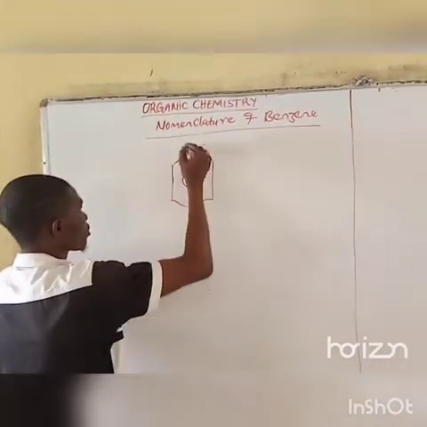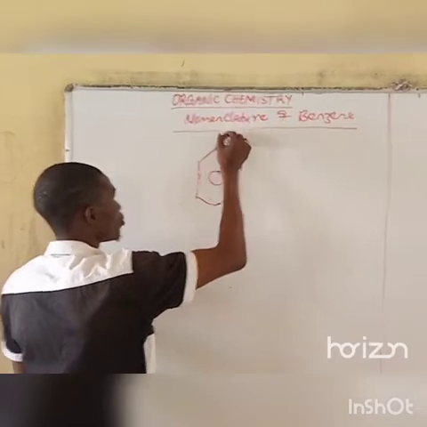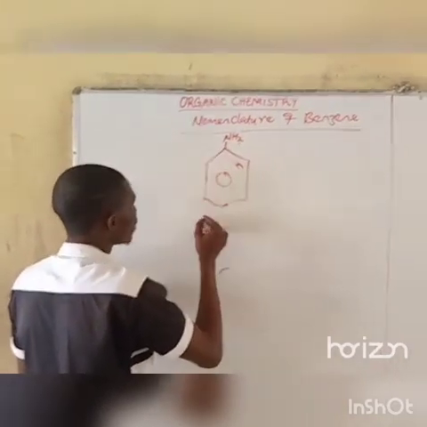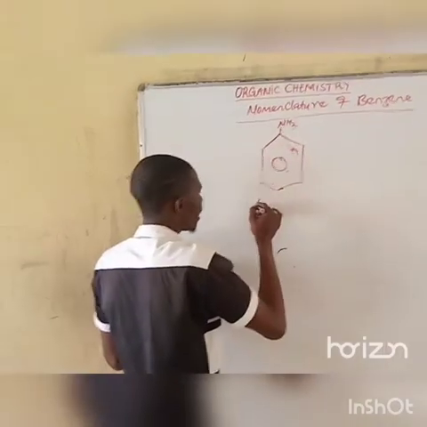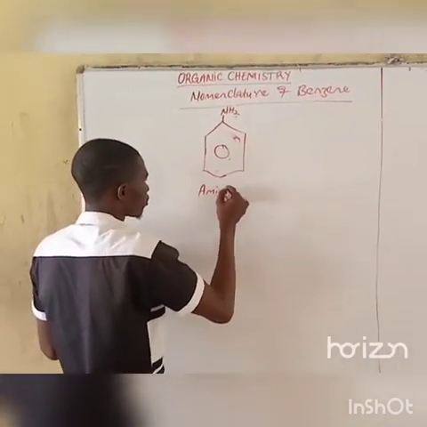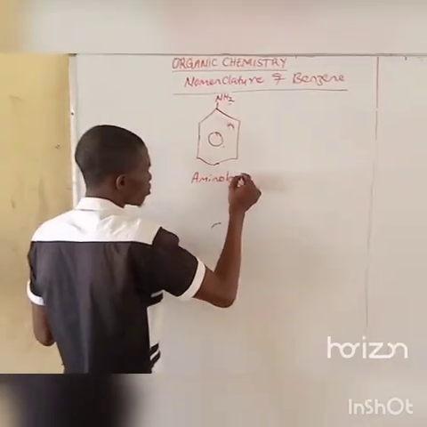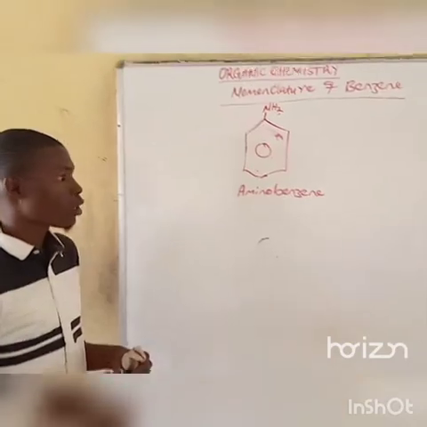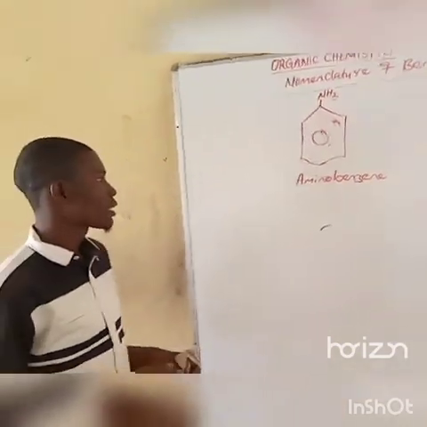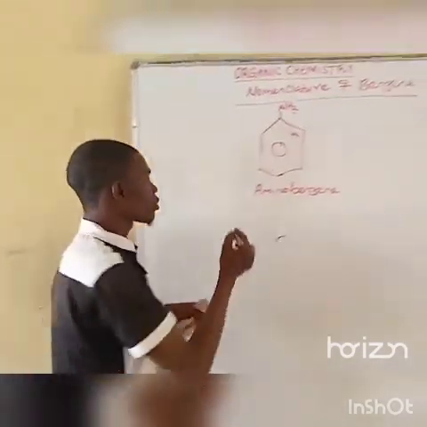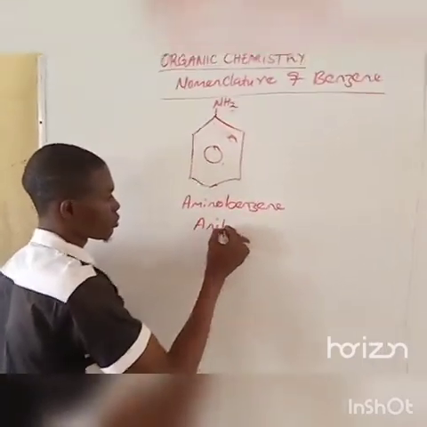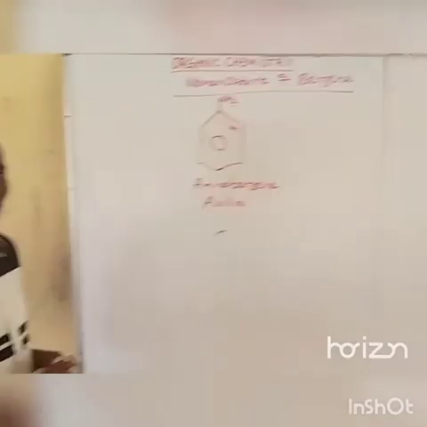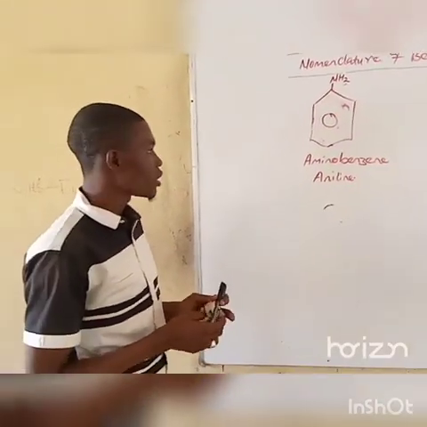Another type is benzene attached to NH2. This one is called aminobenzene. By IUPAC nomenclature, it is called aminobenzene, but the trivial name is aniline. So that is another benzene derivative.